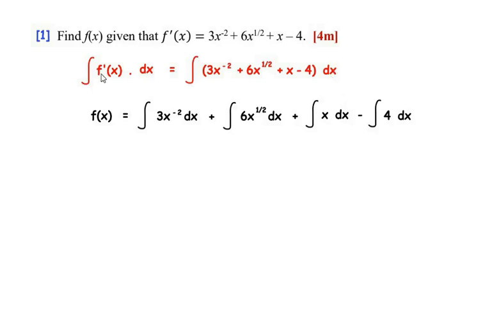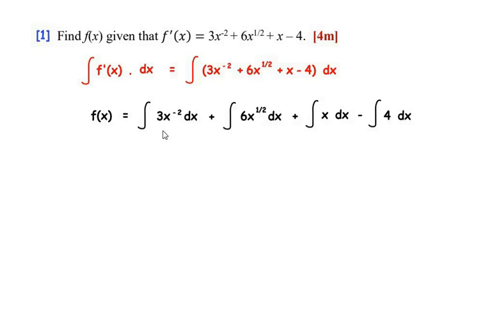Now integration of f dash of x with respect to x gives us f of x is equal to, now we have distributed this integration sign to each term of this expression. So here we get integration of 3x to the power of negative 2 dx plus integration of 6x to the power of 1 over 2 dx plus integration of x dx minus integration of 4 dx.